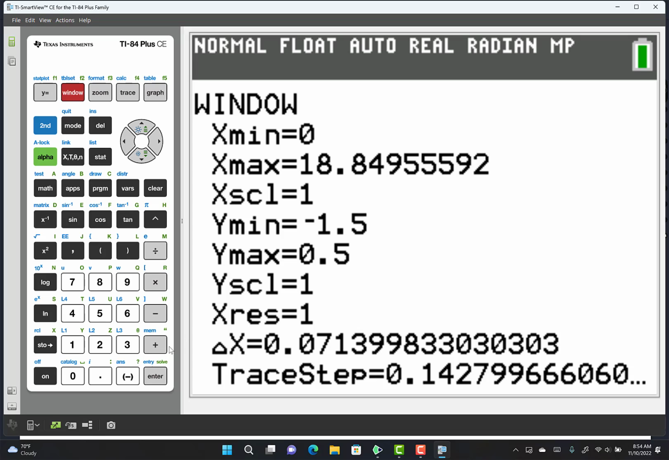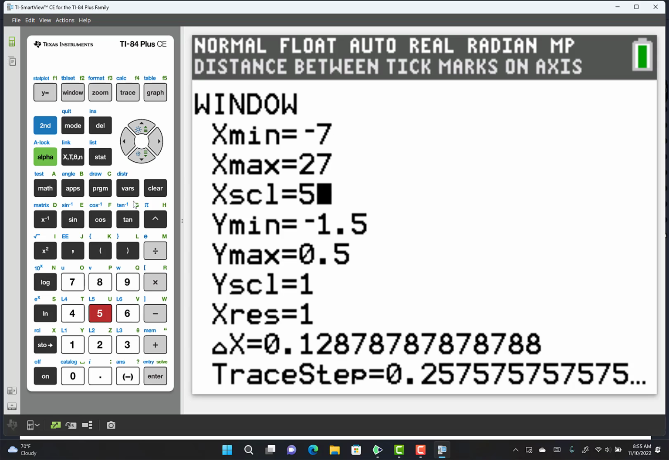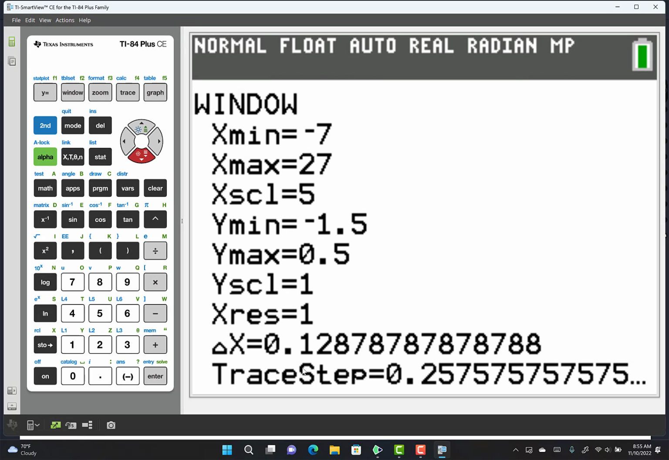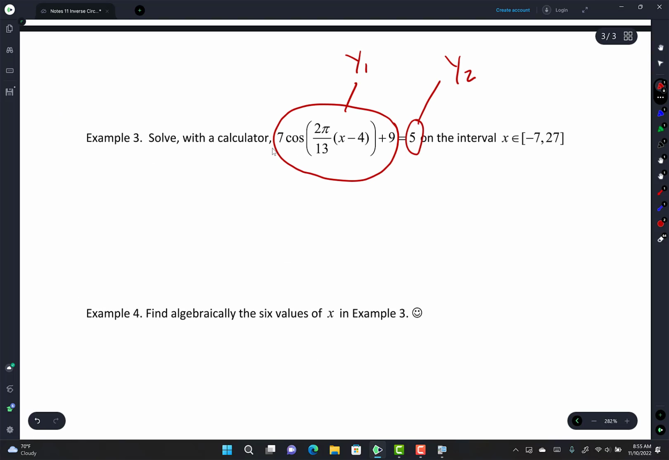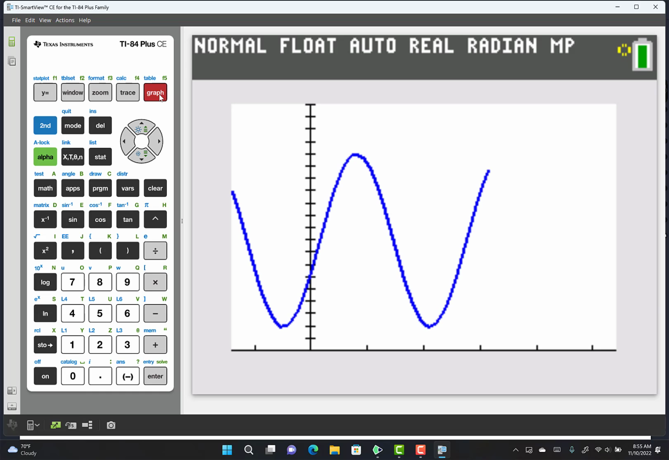So for x min, what do you think I'm going to put? Negative 7. For x max, what do you think I'm going to put? 27. X scale, that's fine. You can go by 1 or by 5. It doesn't matter the x scale. The y min, well, I intersect at 5. If you want to see, let's see what the amplitude is. 9 plus 7, so the maximum is 16 and the minimum is 9 minus 7, which is 2. So I'm going to go between 0 and 20 to see the whole wave. And I'm going to push y scale by 1. That's fine. Push graph. There's my whole wave.